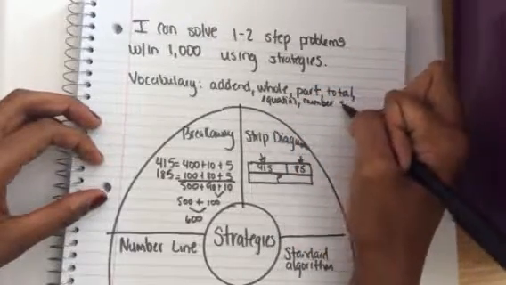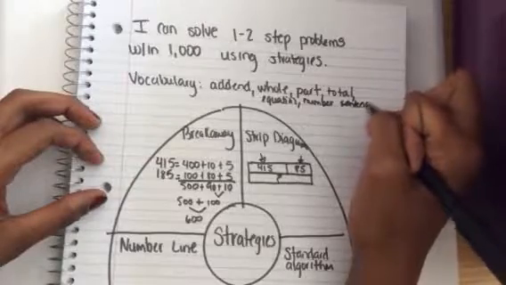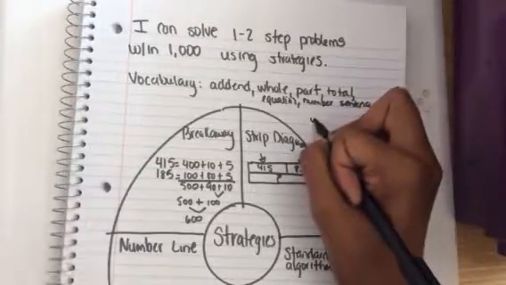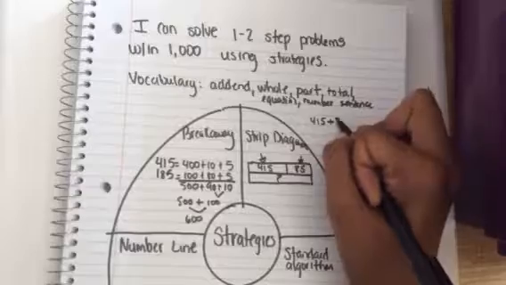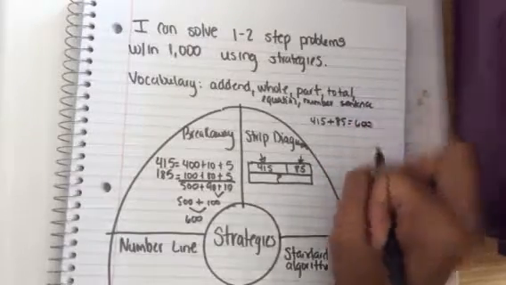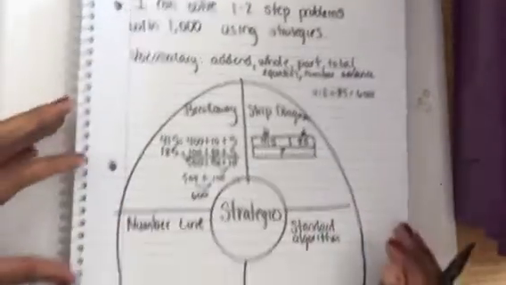I forgot to add the words equation or number sentence. That is another term that they will hear often. What is the number sentence? A number sentence or equation is simply saying 415 plus 185 equals 600. Give me the number sentence, give me the equation.